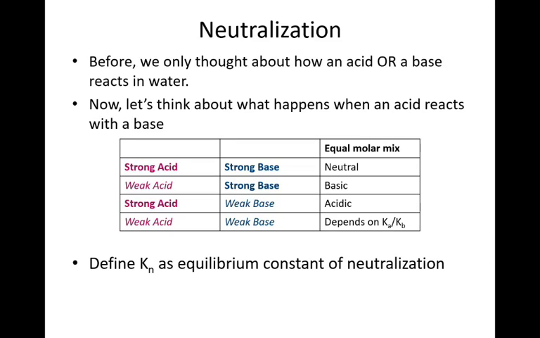If you mix a weak acid and a weak base, then the chemistry gets a little bit messy. And whether you end up with a basic or an acidic solution at the end depends on the relative values of the Ka and the Kb. In any case, we can define Kn as the equilibrium constant for a neutralization reaction. And so a neutralization reaction is going to follow the pattern you saw in Chem 131, where you have some acid plus some base becomes water and a salt.